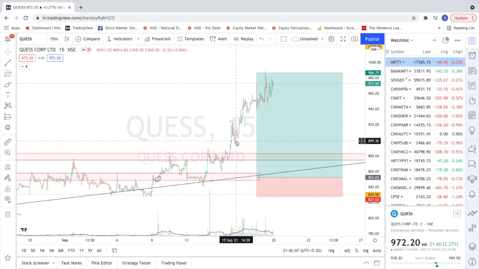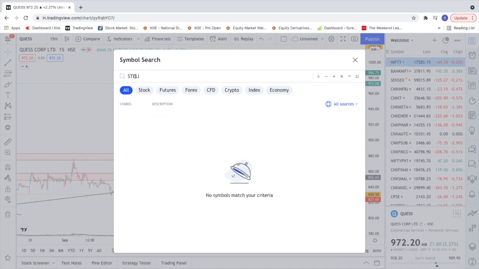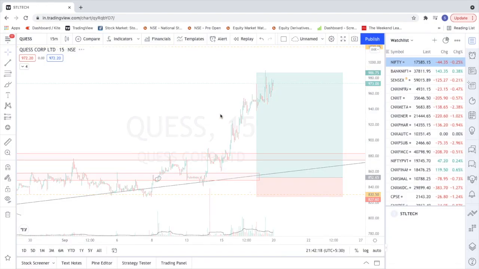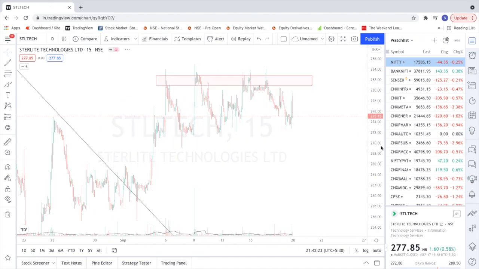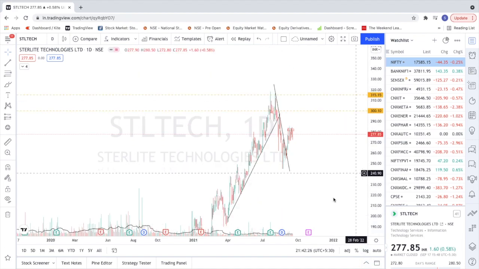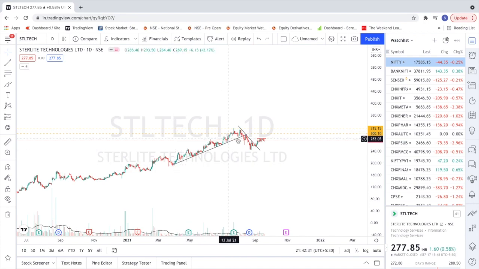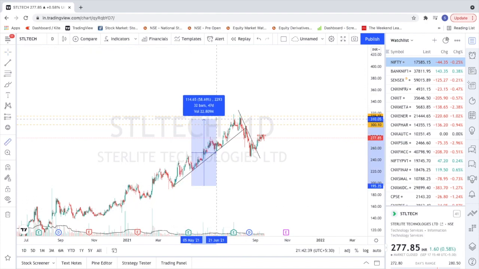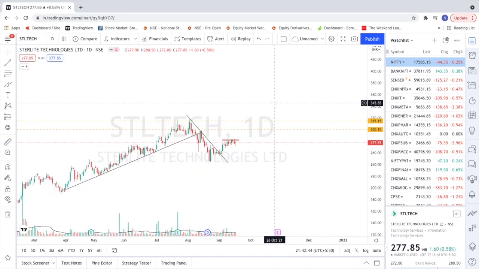Also, the second stock I want to talk about is Sterlite Tech. Sorry, this is a 15 minute time frame. I've marked everything. If you see, the stock went from April till August, up some 58%. That's a massive move in 4 months. Then it went down, and the neckline has been broken now.